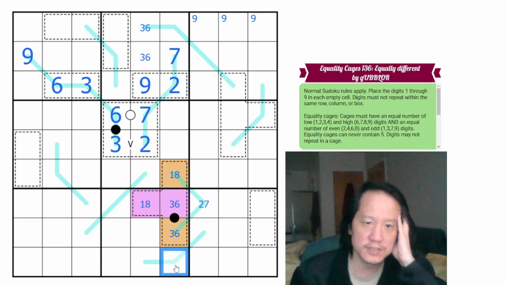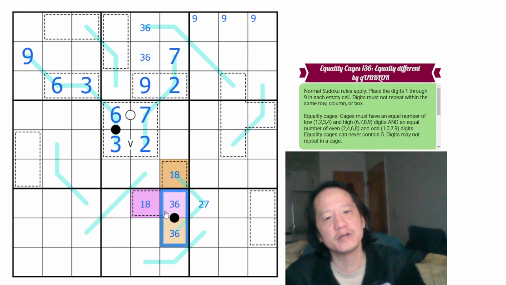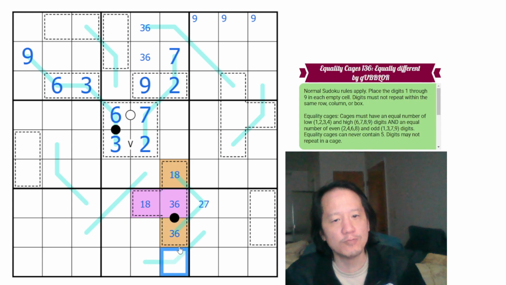And they both see this cell. And we also have a 3, so therefore 1 and 8 cannot be here. We also know it cannot be 2, 3, 6, or 7 because of the 3, 6 pair here. So this cannot be 1 or 8, 2, 3, 6, 7, so it has to be 4, 5, or 9.